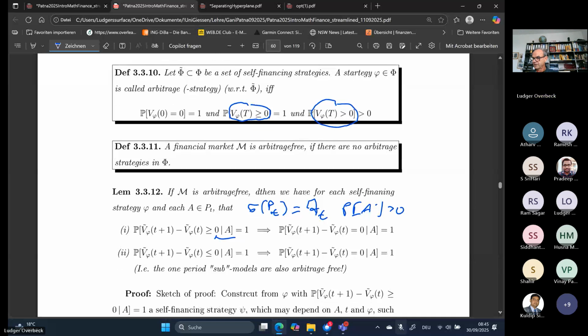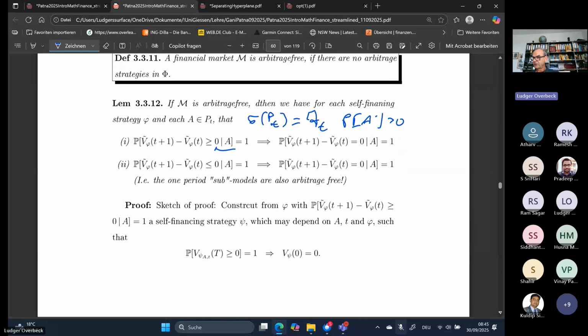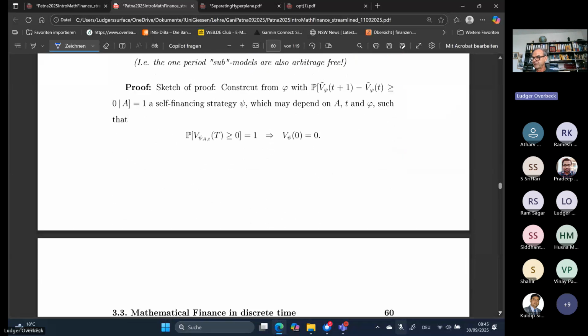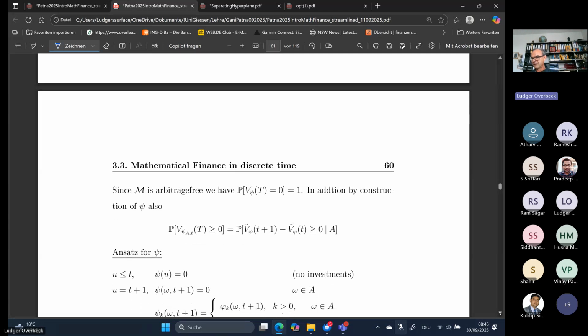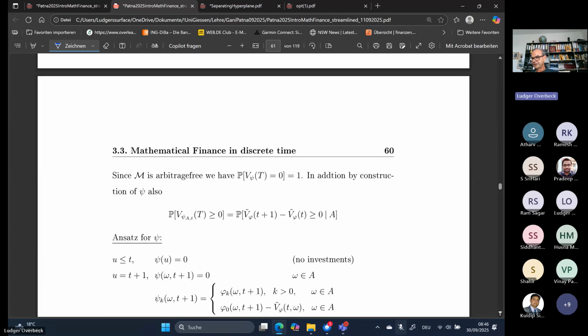Okay. So basically, in our current mathematical setting, it's difficult to teach it online, to go through these proofs in order. You see, if you have an arbitrage, then you can construct also an arbitrage for a single period.